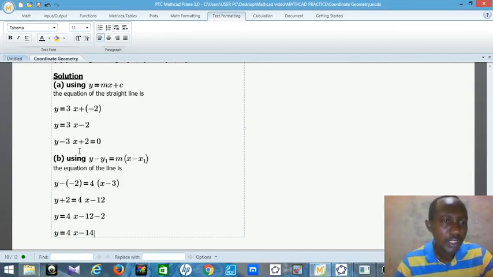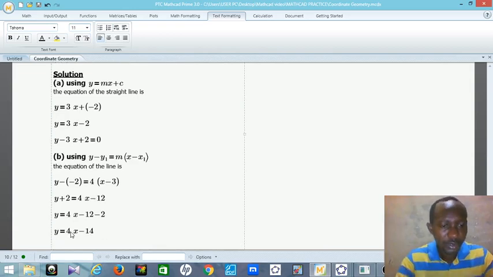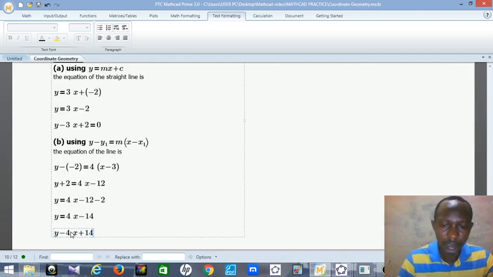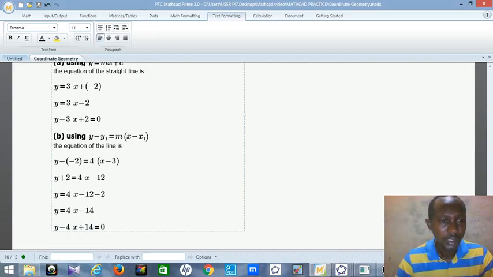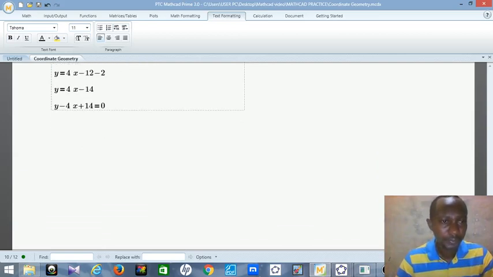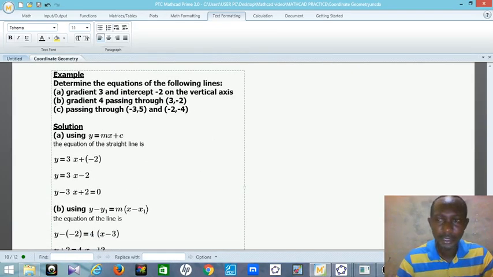But if you wish to leave it in the general form like the first answer, all you need to do is take 4x and minus 14 to the other side of the equation. So you can also do that by saying y minus 4x plus 14 is equal to 0. So this is the answer. You can either leave it in this form or in this form. So that is the second solution to this question. Take note of that. You can see that it's not really a difficult question.